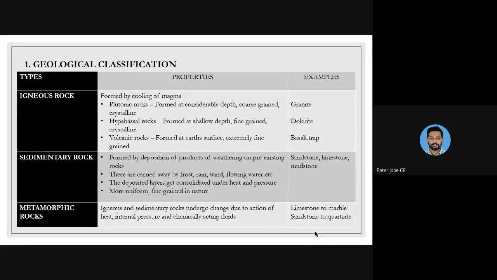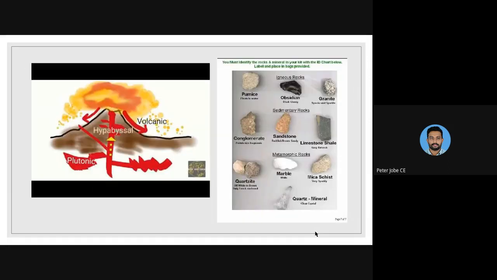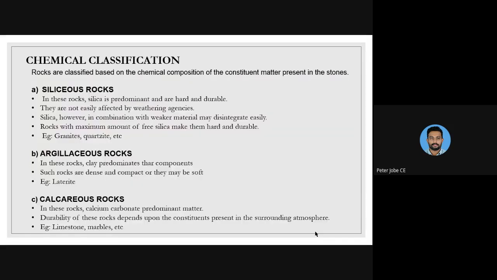So this is the geological classification, and next we have seen the types of igneous rocks based on the depth of their availability. We have seen that figure, and the next classification was based on chemical composition of the constituent matter. First was siliceous rocks, second type was argillaceous rocks, and third was calcareous rocks. We have some examples for each one. For the first one, the example is granite, quartz, etc. The second one is laterite.